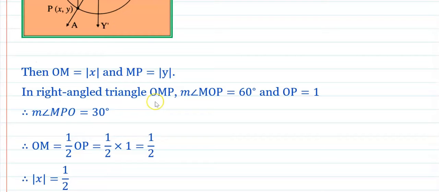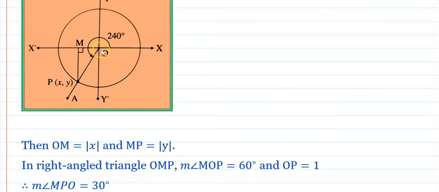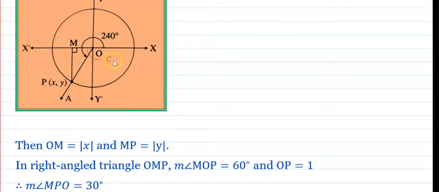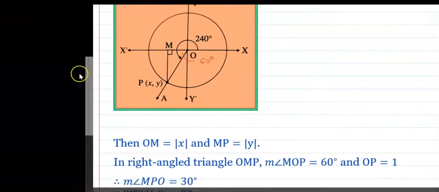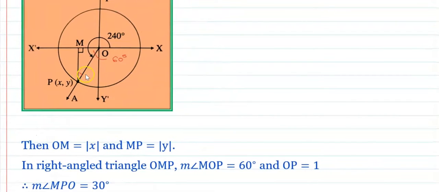It's a right angle triangle OMP. OMP is a right angle. Now what is this? This is 240 and here the distance is 180. And therefore this makes the measure of this angle 60 degrees. And what about the measure of this angle? It is 30 degrees. Now this side opposite to it, OP, is 1.